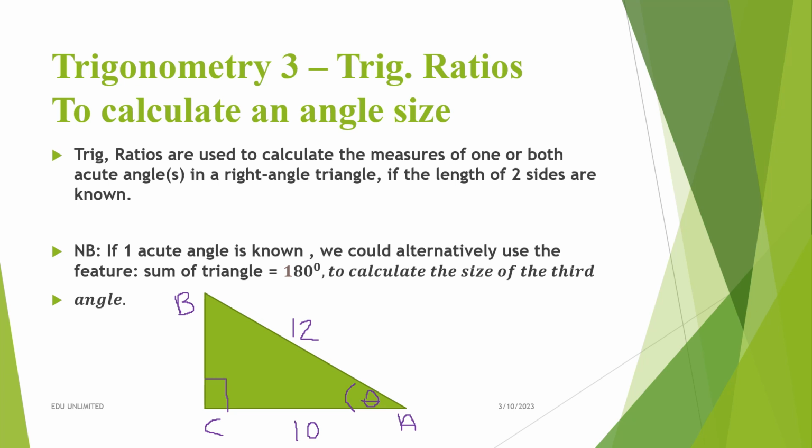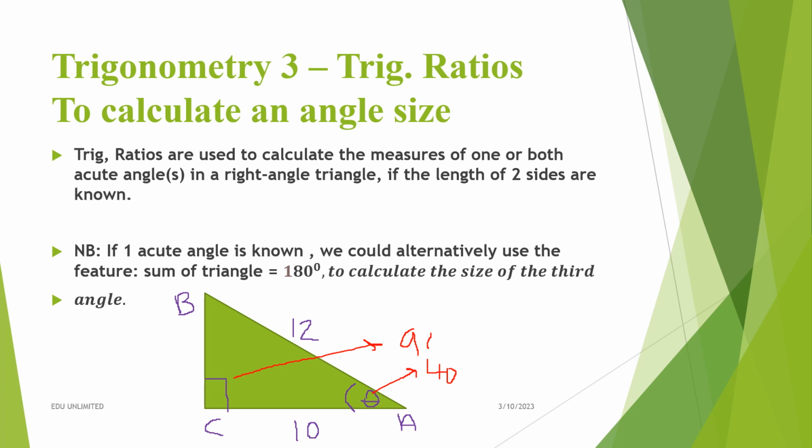we can now use the cosine ratio to find the size of angle A. Note briefly, if one acute angle is known, we could alternatively use the fact that the sum of angles in a triangle is equal to 180 degrees to calculate the size of the third angle. So let us say that the size of this angle is 40 degrees, and we already know that the size of this angle is 90 degrees.